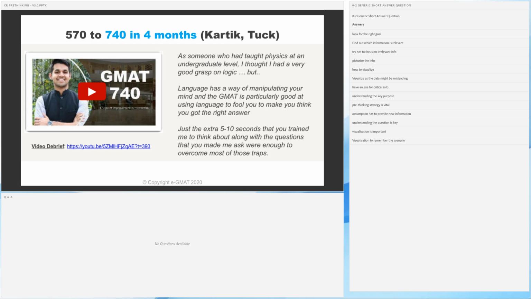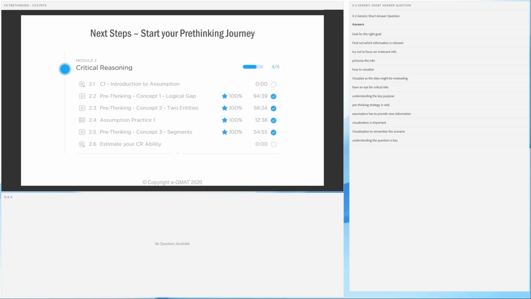Okay. Here's a guy who went from 570 to 740 in 4 months. Someone who thought he was very good at CR because he taught physics at an undergraduate level. But then he messed up. That's where the 570 came from. But the moment he started doing things methodically, he was able to get to a 740. He's currently studying at Tuck. Okay. So with that, start your pre-thinking journey and check the free trial out.